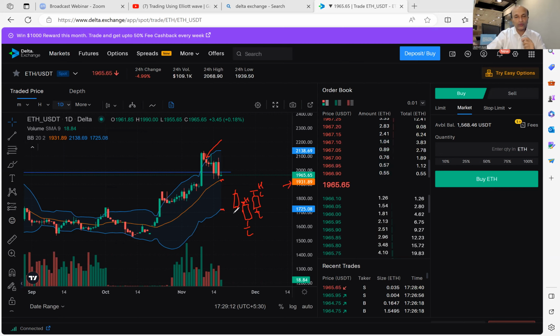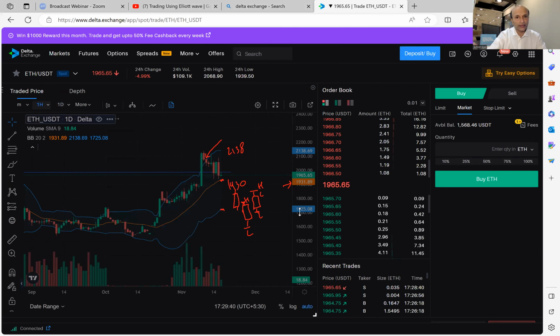तो जो व्यू फिलहाल बन रहा है वो है रेंज बाउंड, 1930 से 2200 का रेंज है. So 1930 is where my lower end of the band is, and on the upside 2138, that is the range that I'm looking at. Now I'm going to go on the hourly chart just to check what is happening on the hourly time frame.